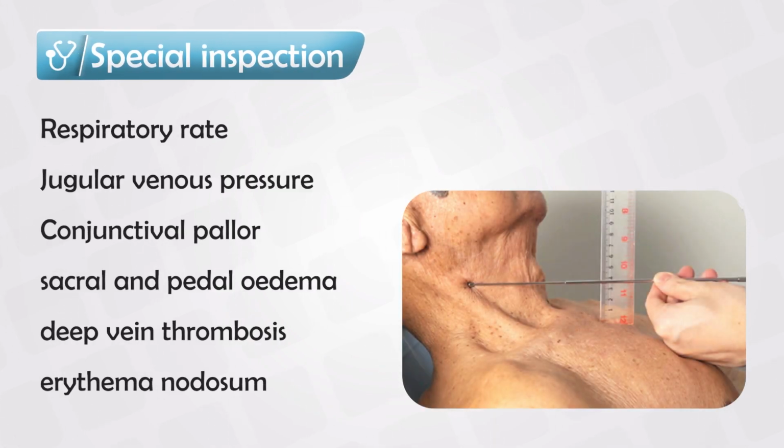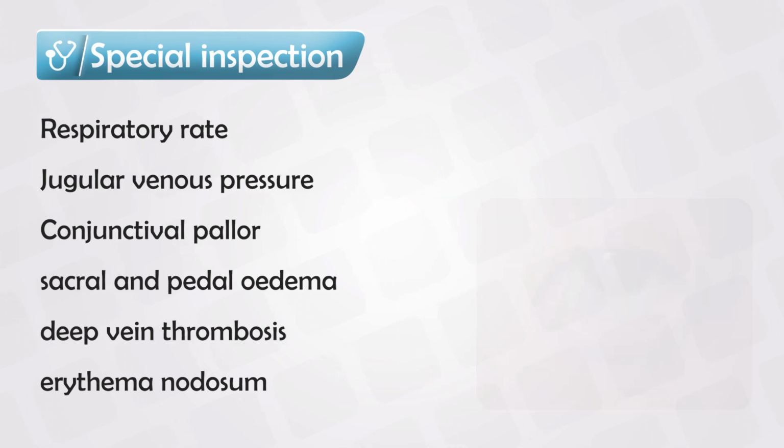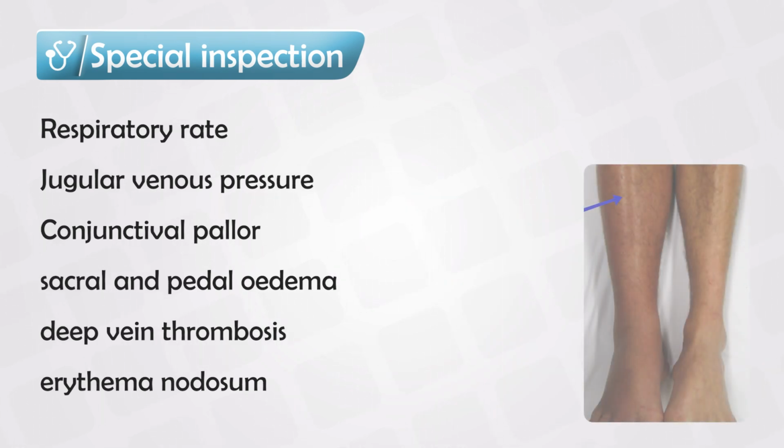A special inspection looks at very specific signs relating to the respiratory system, like respiratory rate, jugular venous pressure, which is very important, conjunctival pallor, sacral or pedal edema, deep vein thrombosis signs like redness or pain in the calves, and erythema nodosum, which is red spots in the calves or the lower limbs that can indicate certain diseases like sarcoidosis or some other autoimmune disorders.